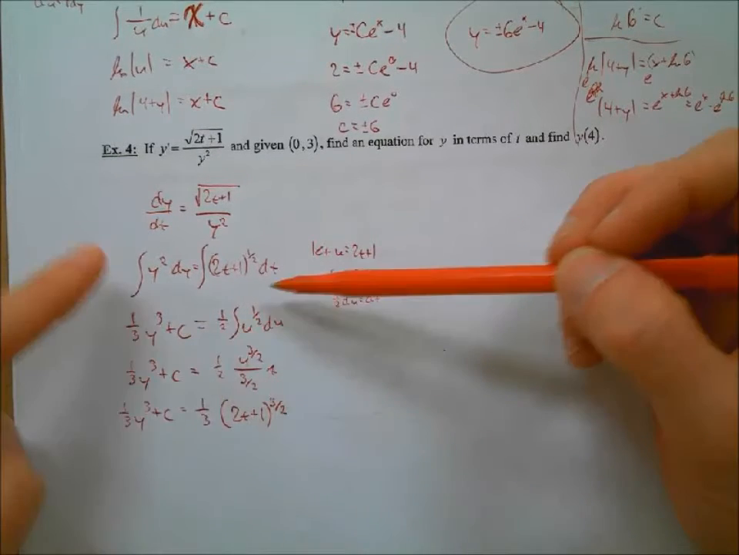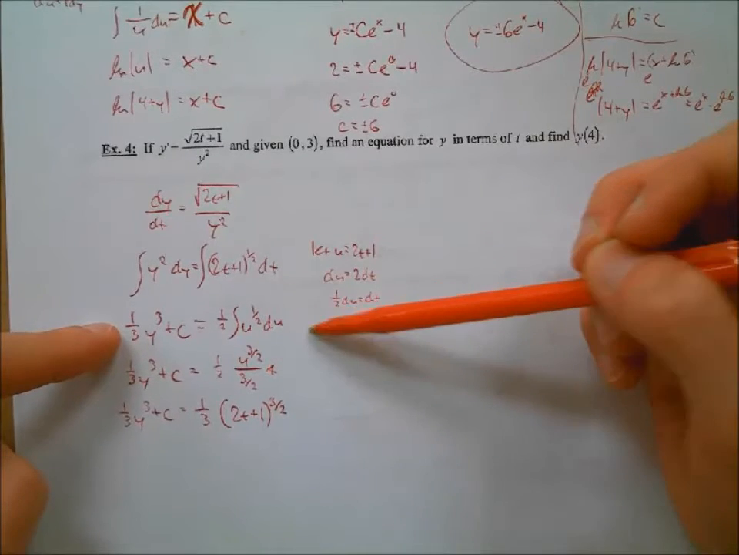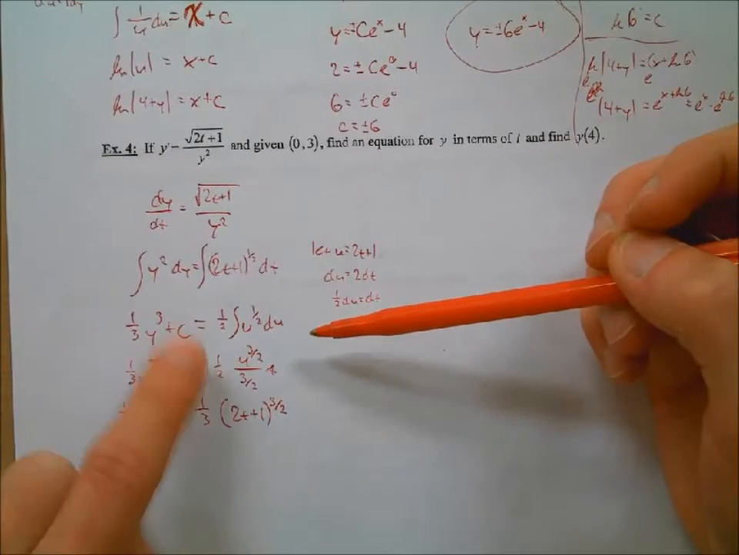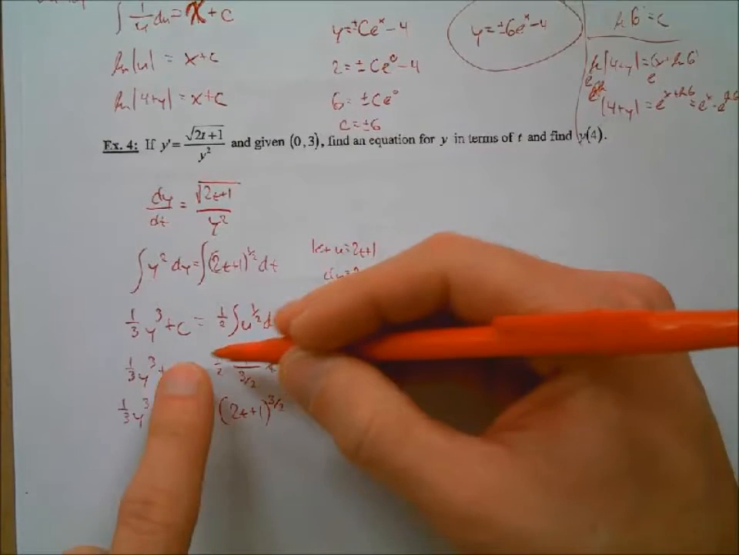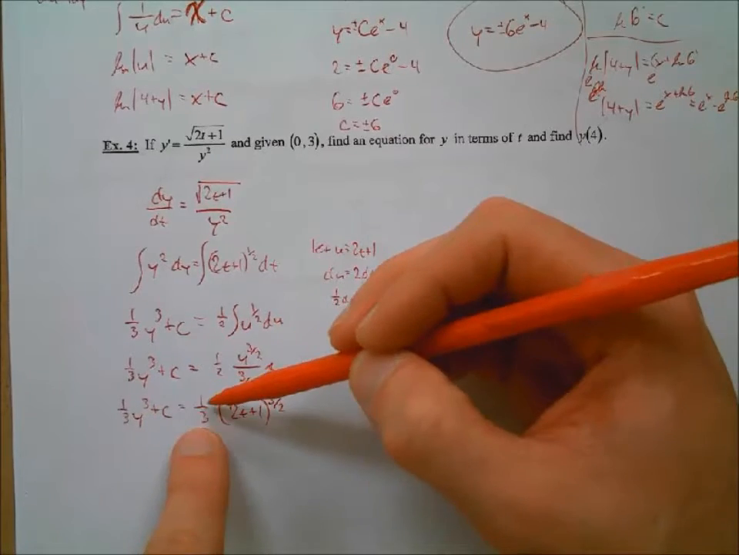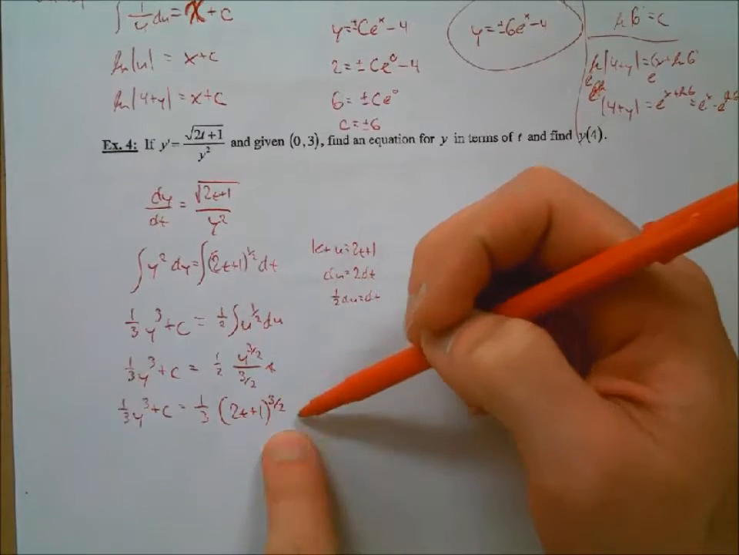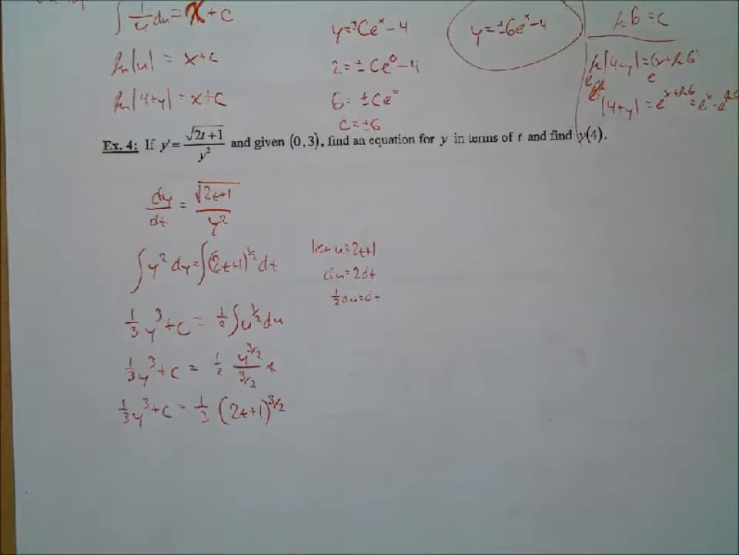If you integrated both at the same time, or if you integrate the right side first, then the plus c could go over here. That's fine. But because we integrated here, now, Simeon, could I just as easily say 1/3 y cubed equals 1/3 (2t plus 1) to the 3 halves plus c? Can I just magically move the plus c over here if I wanted to? Yeah, absolutely, that's fine. So it's really what you're comfortable with.